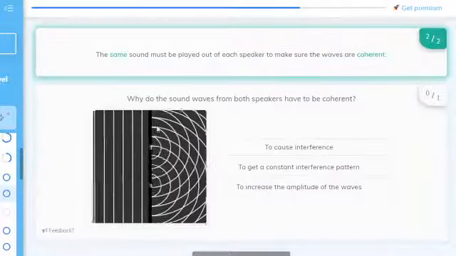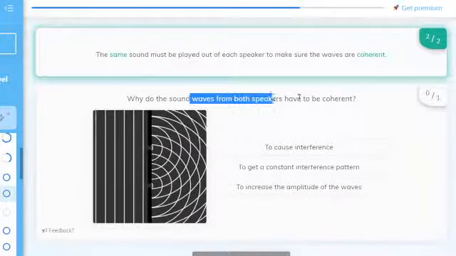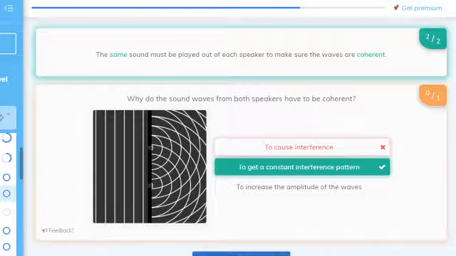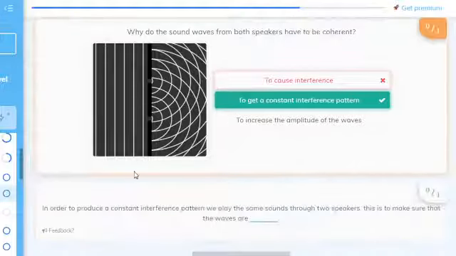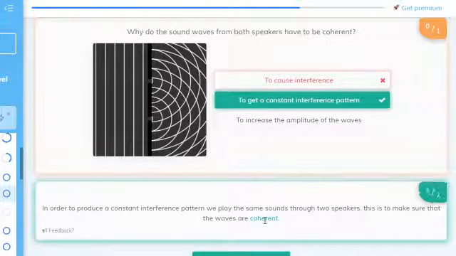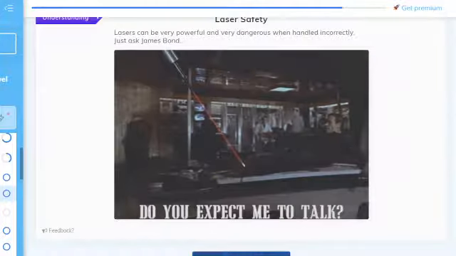Perfect. So why do the sound waves from both speakers have to be coherent to cause interference? In order to produce a constant interference pattern, we play the same sound through two speakers to make sure that the waves are coherent. They're really pushing this agenda if you need to know what coherent means. We get it.